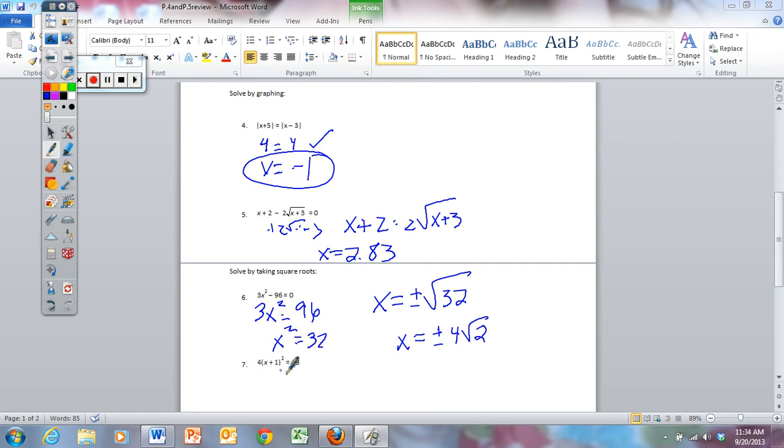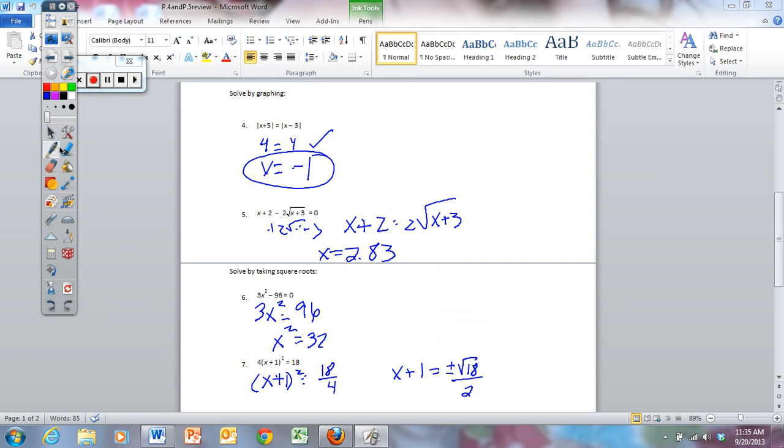For this one, I want to divide by 4 on both sides, so I have x plus 1 squared equals 18 over 4. Take the square root, so x plus 1 equals plus or minus the square root of 18 over the square root of 4, but that's just 2. Then simplify the square root of 18, which is 3 root 2, and subtract 1. So x equals plus or minus 3 root 2 over 2 minus 1. That's how you do that one.